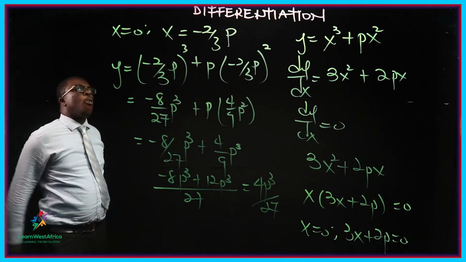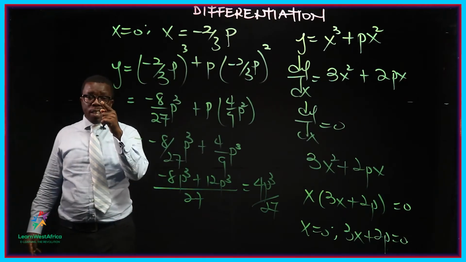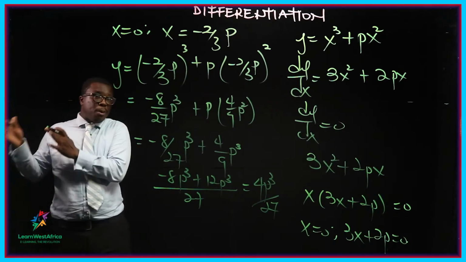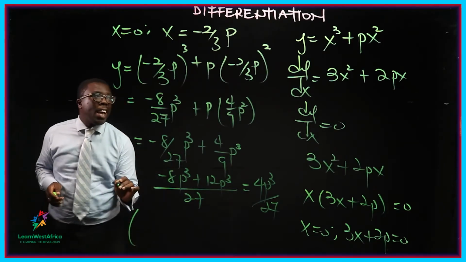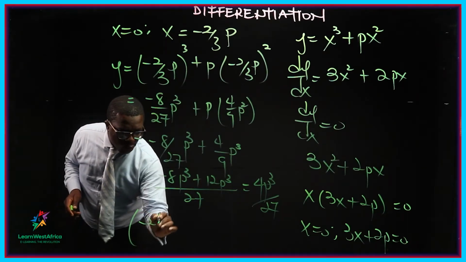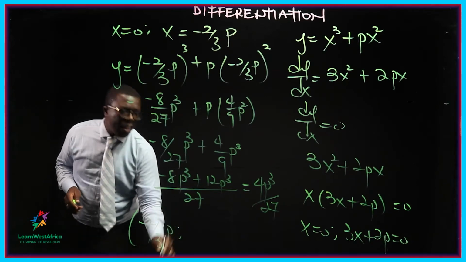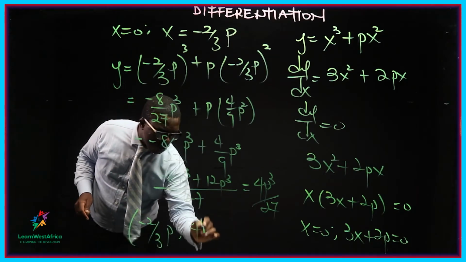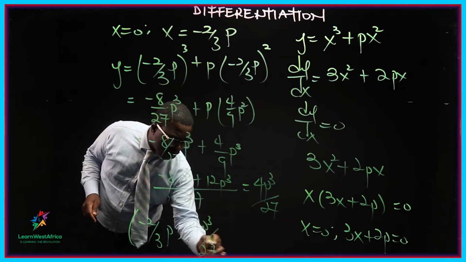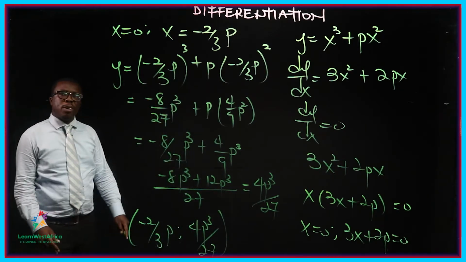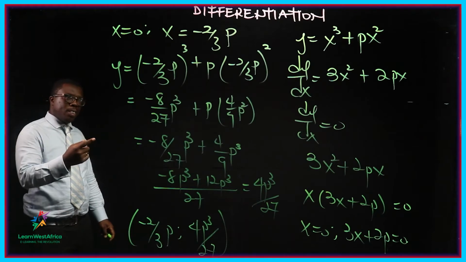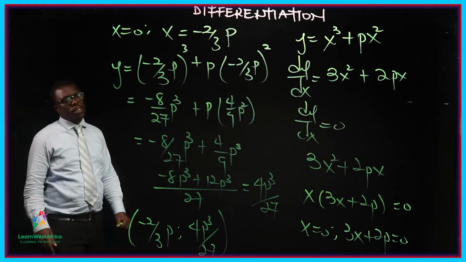We are clear? All right, so we can say that the other coordinate apart from the origin will be: the x part will be minus 2 over 3 p, and the y part will be 4p cubed over 27. All right, so that is how we deal with the first part of the problem. Question 9, QP 11, 2015.